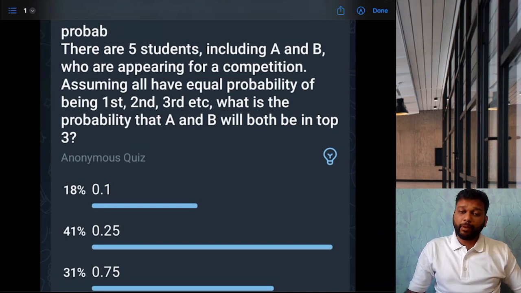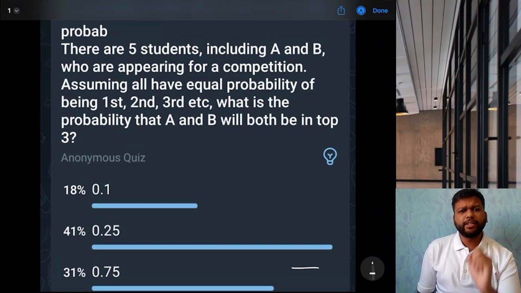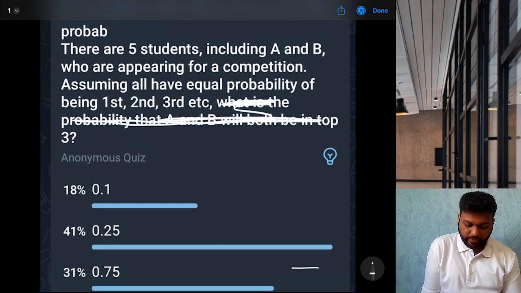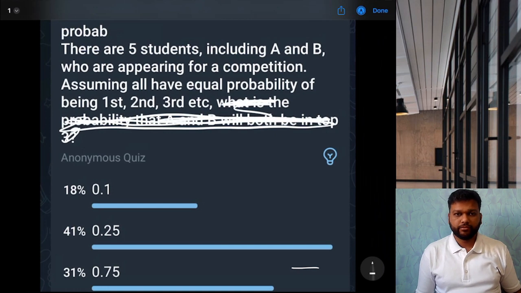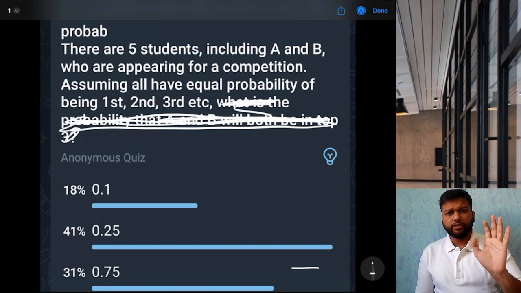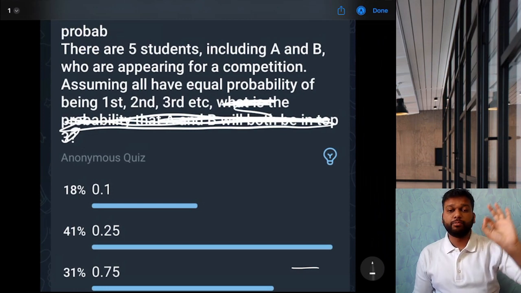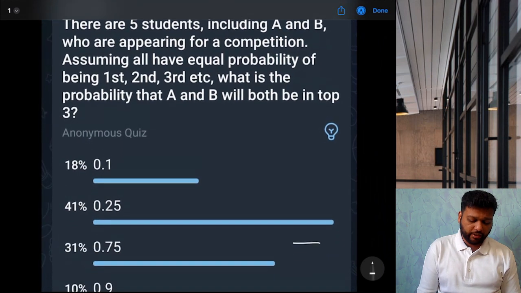Now understand, in probability questions, always think of denominator first. Always think of denominator. Now what is the denominator? Denominator is without any condition. So forget about this condition. Forget about this. And think how many ways are there. So 5 students, 5 places. So this is a simple question of permutations. 5 students, 5 places means 5 factorial ways. So 5 factorial is 120. 120 will be our denominator.